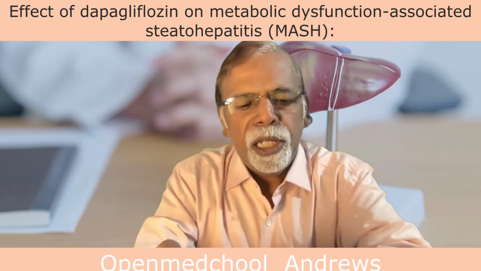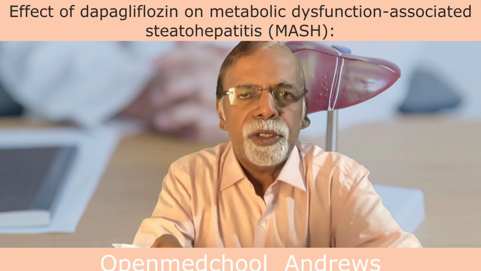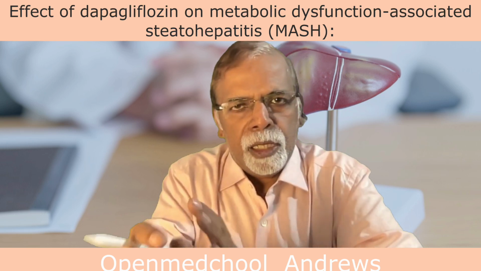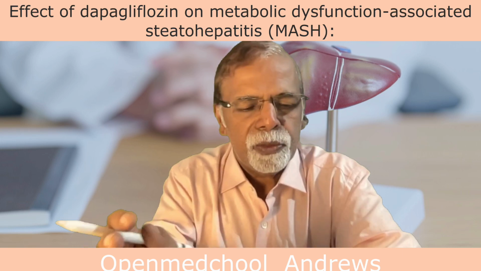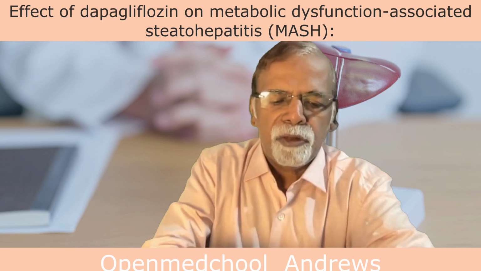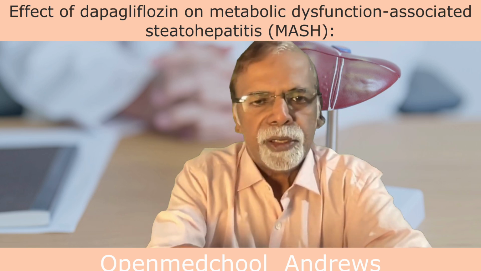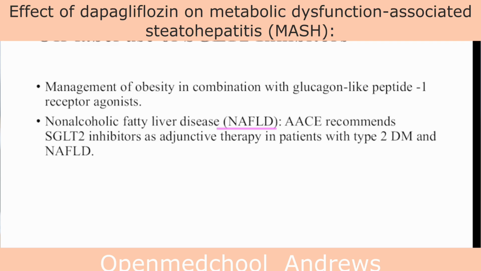So what are the off-label uses of SGLT2 inhibitors? As mentioned, there is no approved treatment, but off-label use of SGLT2 inhibitors in non-alcoholic fatty liver disease is per AAC recommendations, as an adjuvant therapy in patients with type 2 diabetes mellitus and NAFLD. It is also used in the management of obesity in combination with a glucagon-like peptide 1 receptor agonist.